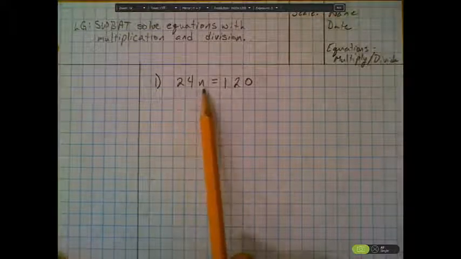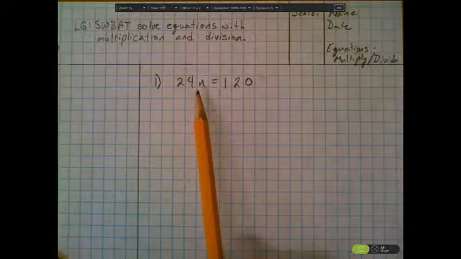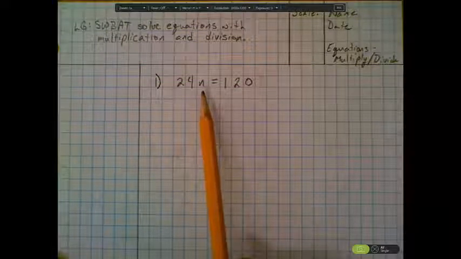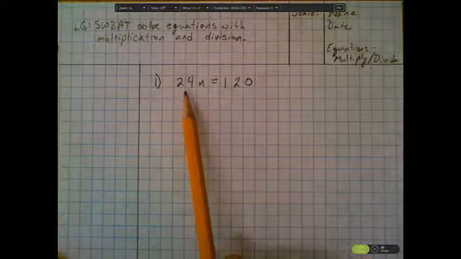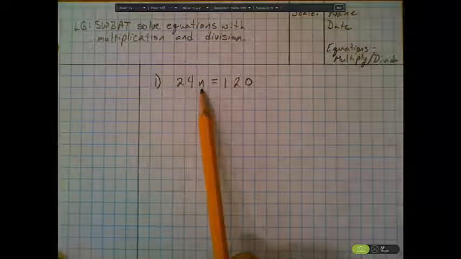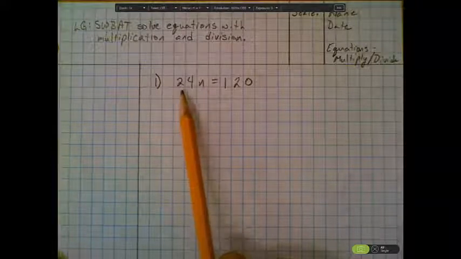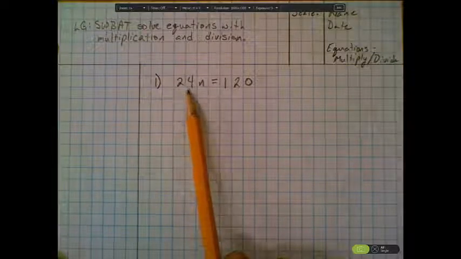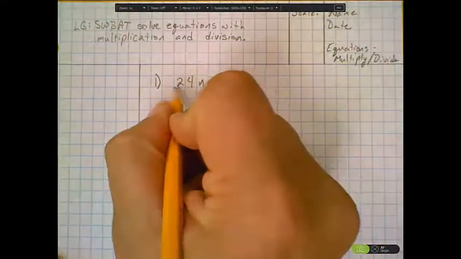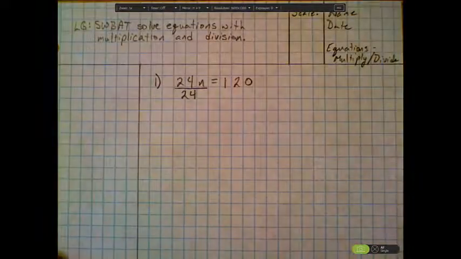Because it's multiplication, we're going to solve it by using division. And we're going to use some of the information that we learned when we were doing fractions to help us solve that. Since the whole idea of solving equations is to get the variable by itself, we need to remove this coefficient. And since it's being multiplied here, we're going to remove it by dividing by the same number. In this case, we're going to divide 24n by 24.